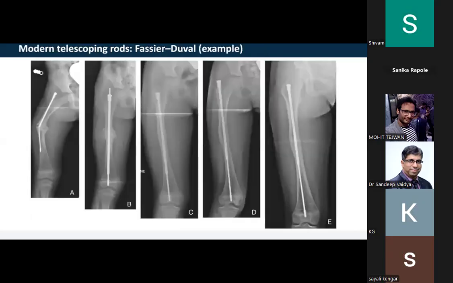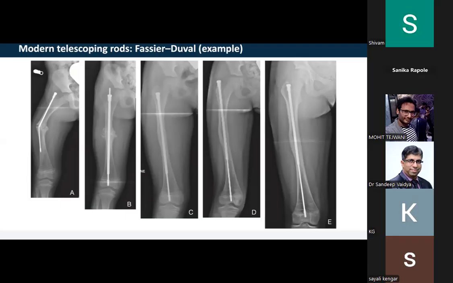Now these are the modern telescoping rods, the Fassier-Duval rods. The key advantage of this implant is that you can use a single entry approach. They have threaded epiphyseal fixation, which helps with anchorage. They have minimally invasive placement, and you can use really small incisions in most of these cases to insert these rods. But it is technically demanding. There is a risk of migration. Maybe they don't telescope so well. Sometimes they can protrude into the joint if there is an issue with the positioning.